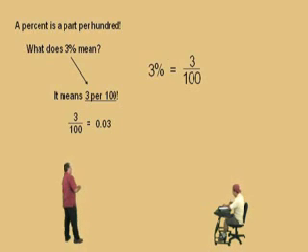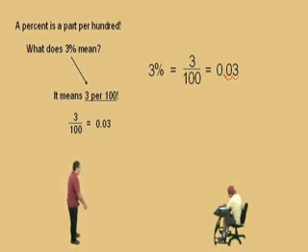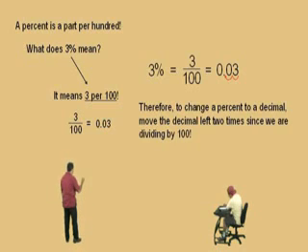Now, to write it as a decimal, notice it's 3 over 100, which means 3 divided by 100, right? So Charlie, which way does a decimal move when you divide by 100? Left 2 times. That's right, 2 times. And so there it is, 0.03. That's 3 hundredths. So therefore, to change a percent to a decimal, Charlie, move the decimal left 2 times since you were dividing by 100. So that's going from a percent to a decimal.